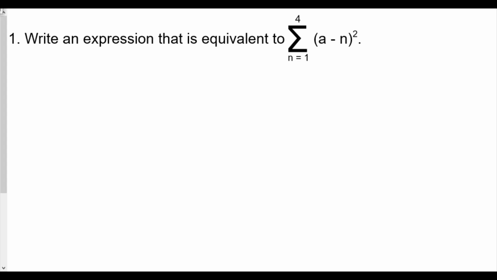Write an expression that is equivalent to the summation, or sigma, from n equals 1 to 4 of (a minus n) squared. Now, in these situations, what we're really doing for summation problems is we're plugging in the integers, starting with the lower limit, which is 1, and ending with the upper limit, which is 4. So we're just plugging in the numbers in each case. Since we see the index as n, we're only plugging into n. We're leaving a by itself.